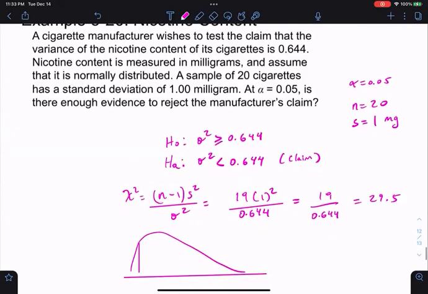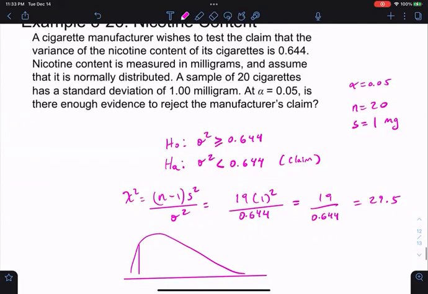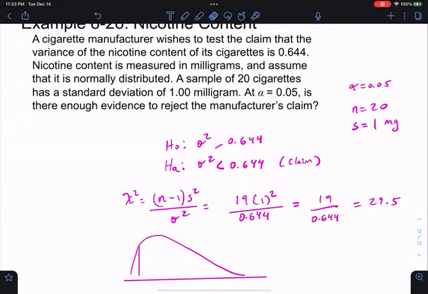The cigarette manufacturer wishes to test the claim that the variance of the nicotine content of its cigarettes is. Oh, okay, so that's not right. This is supposed to be equal and not equal. So equal should be here, and this is the claim. And this is the alternative, because they say a cigarette manufacturer wishes to test the claim that the variance of the nicotine of its cigarettes is. So that should be the null.